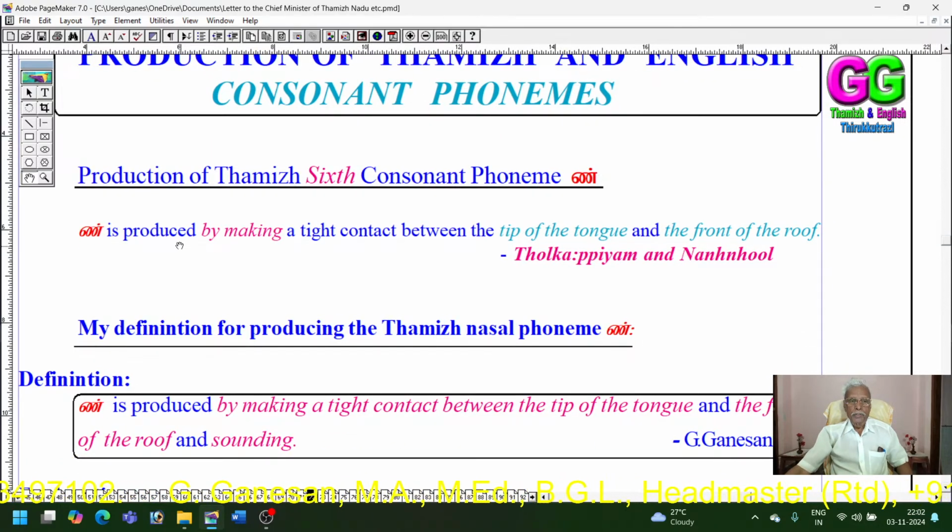ன is produced by making a tight contact between the tip of the tongue and the front of the roof. See, the Tamil grammar books Tolkappiyam and Nannul define that ன is produced by making a contact between the tip of the tongue and the front upper row. This is the definition of Tolkappiyam and Nannul.